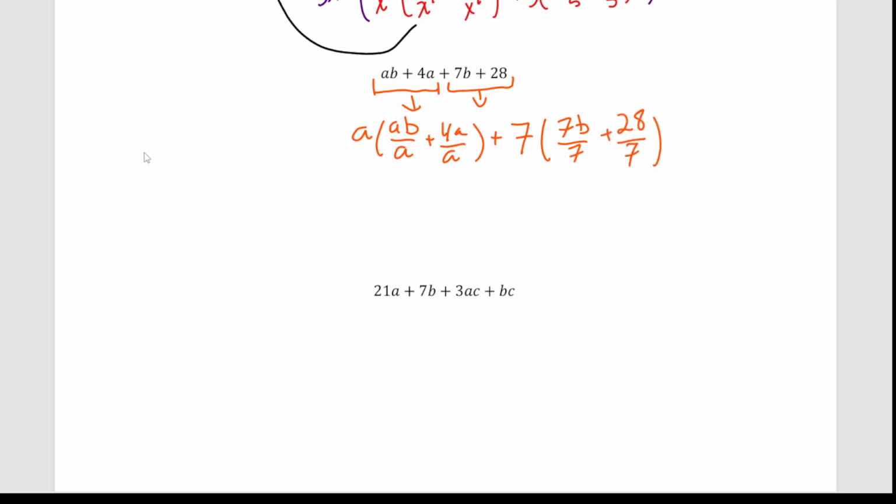I would encourage you from here to go ahead and pause your video and try to see if you can complete this problem and complete the next problem. And then we'll come back and compare answers.